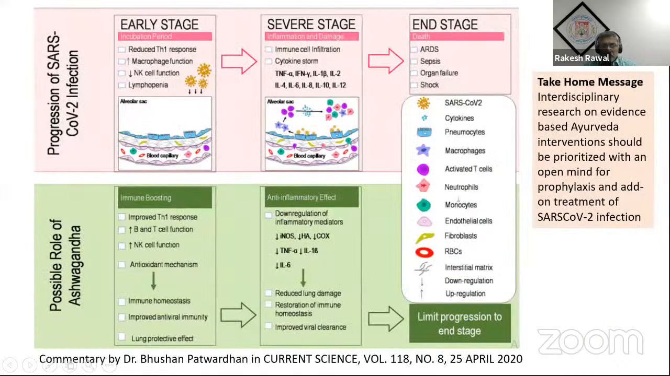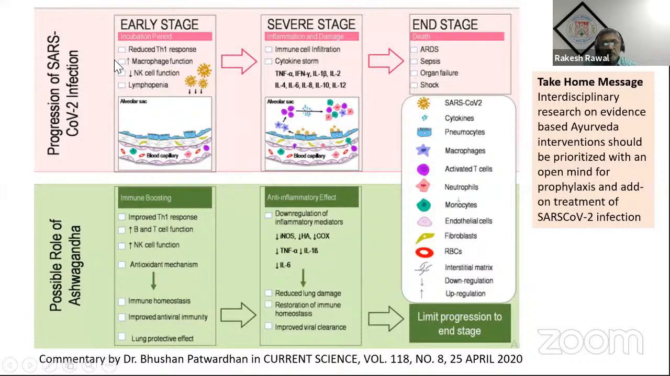There was one good commentary published by Dr. Bhushan Patwardhan. He's a renowned phytomedicine expert and is in a leading position in ICMR and many boards which are assessing the efficacy of all those phytochemicals. So one such rasayana that was emphasized more was ashwagandha.